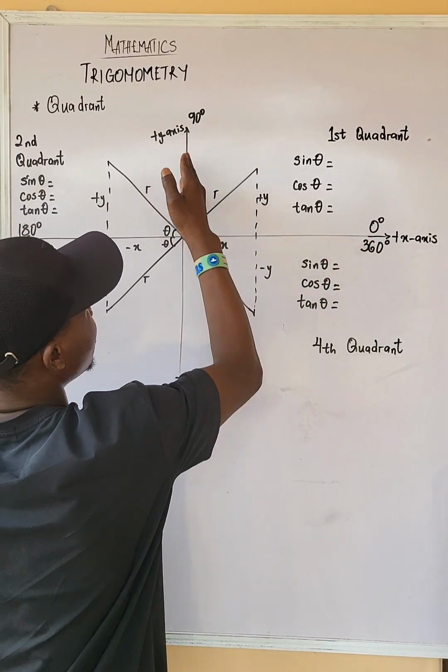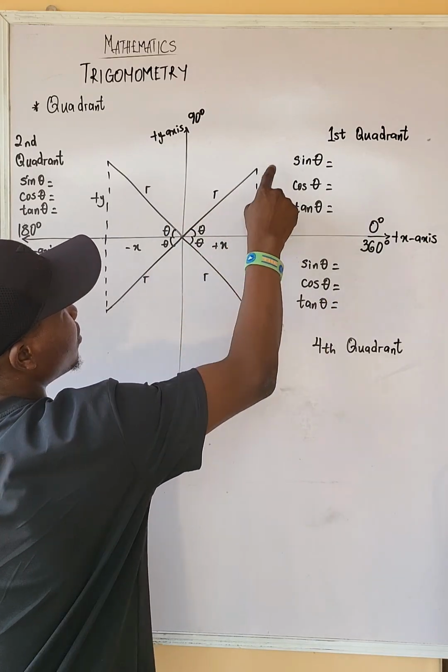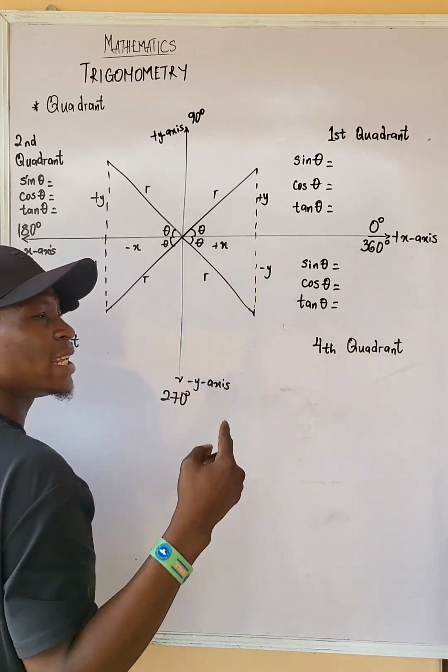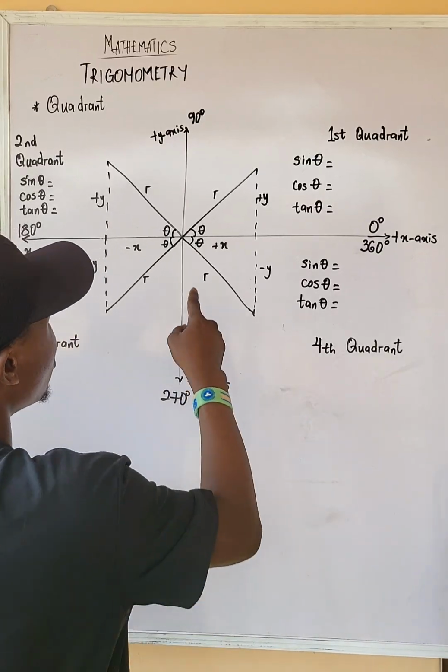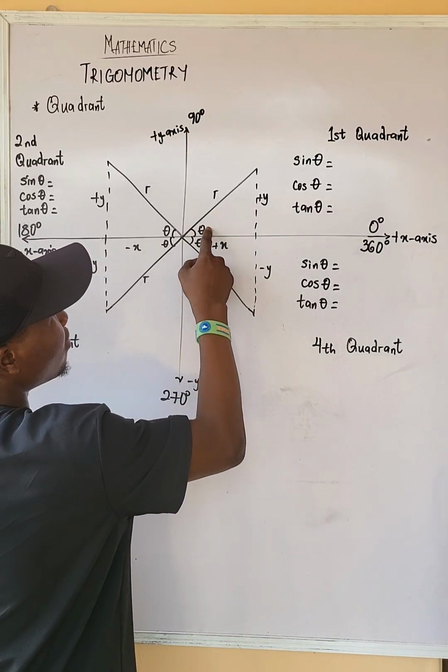So for this side, we have our angle. Don't forget the angle always makes with the horizontal. You understand? Don't forget that's the rule. The angle must always make with the horizontal. So this is our angle theta.